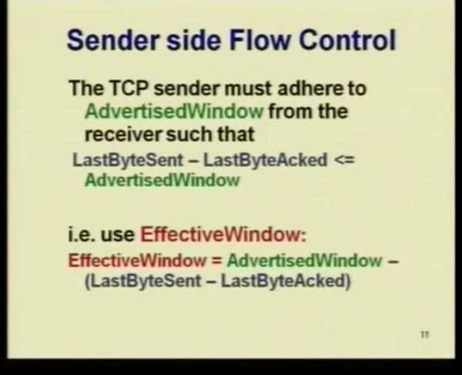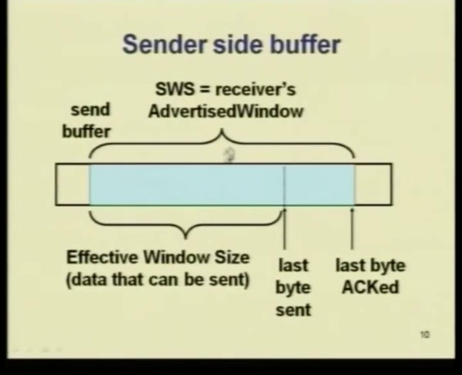So, the effective window is calculated as the advertised window minus (last byte sent minus last byte ACKed), which is what we saw in this picture that we had just looked at earlier. Advertised window minus (last byte sent minus last byte ACKed). This is our effective window size.